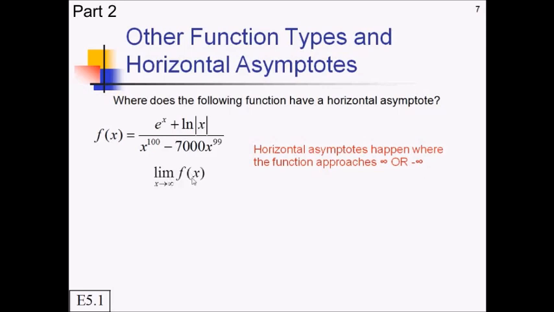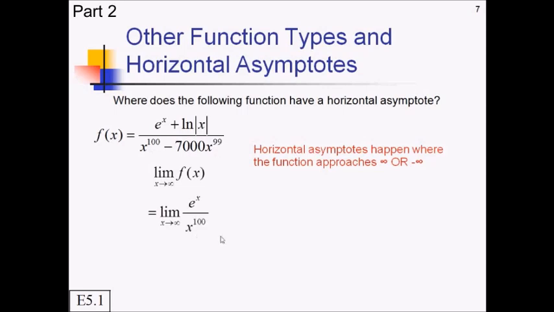So pause the video and see if you can figure out the fastest growing function on each side. Choose your champion. All right, so for the numerator, we have e to the x versus ln of x. Now, you might remember that e to the x is an exponentially growing function, which is pretty fast. ln is logarithmic growth, which is pretty slow. So between the two of those, e to the x is definitely going to grow faster. In the denominator, it's a little bit easier because we just have power functions here. x to the 100th is definitely faster than anything to the 99th.